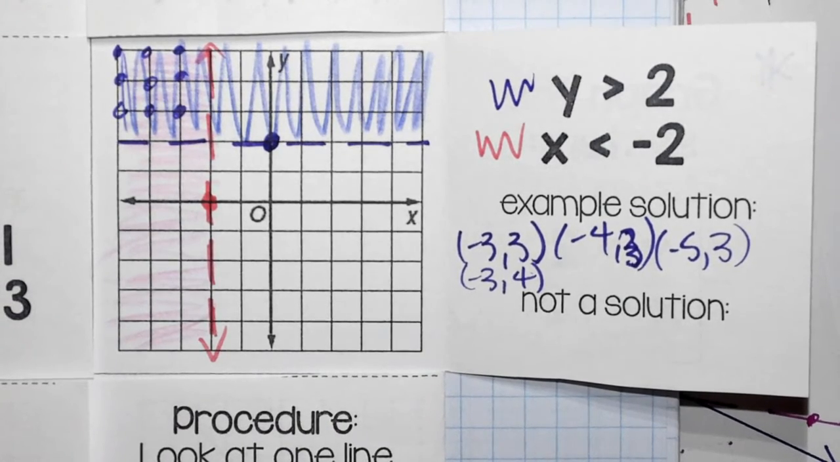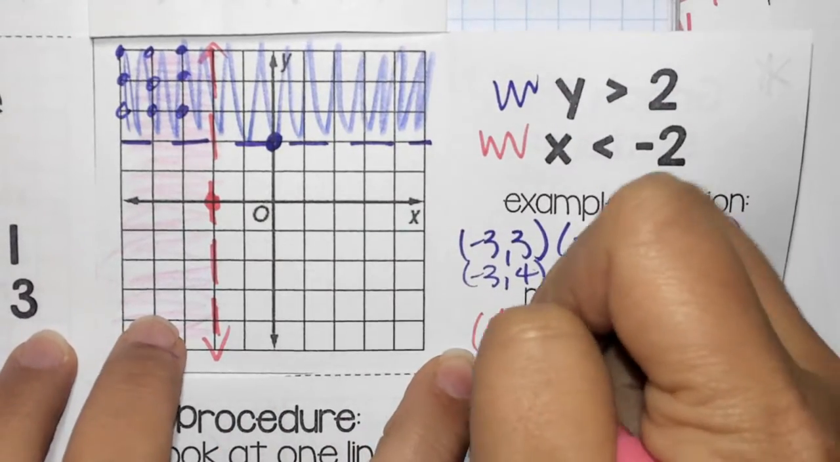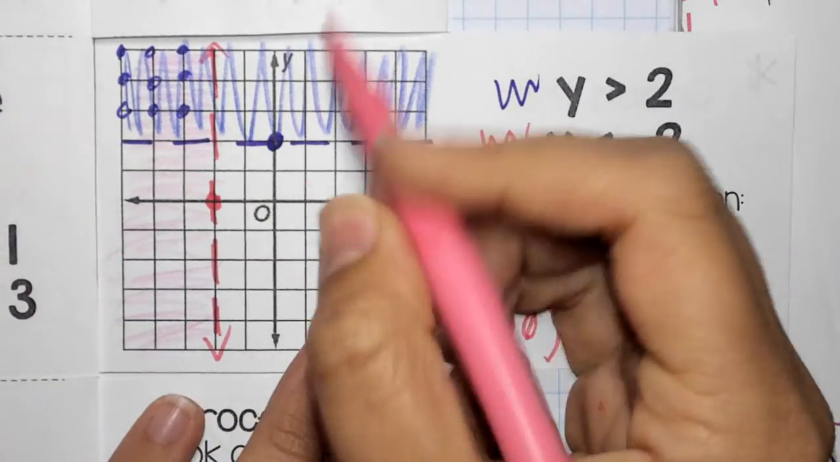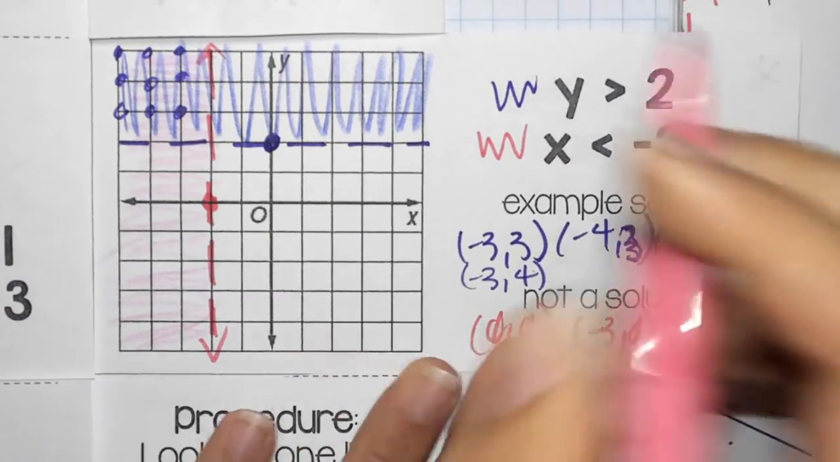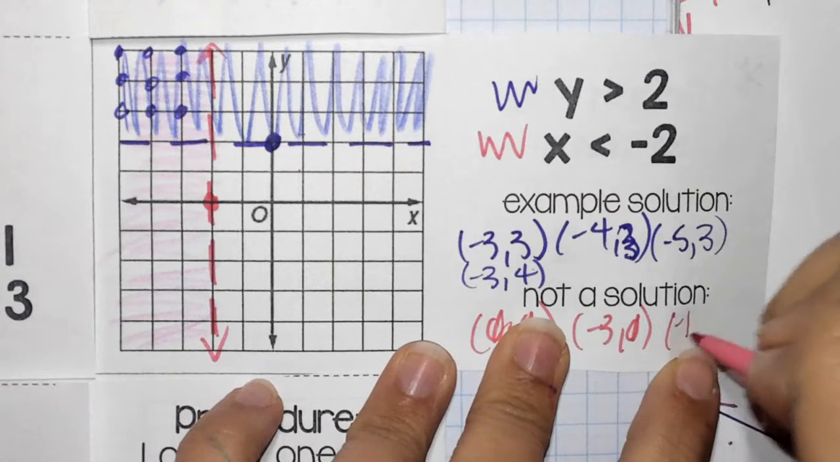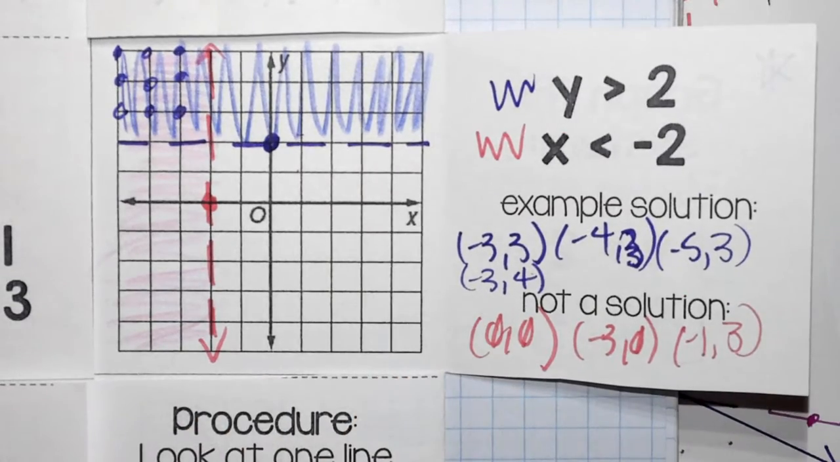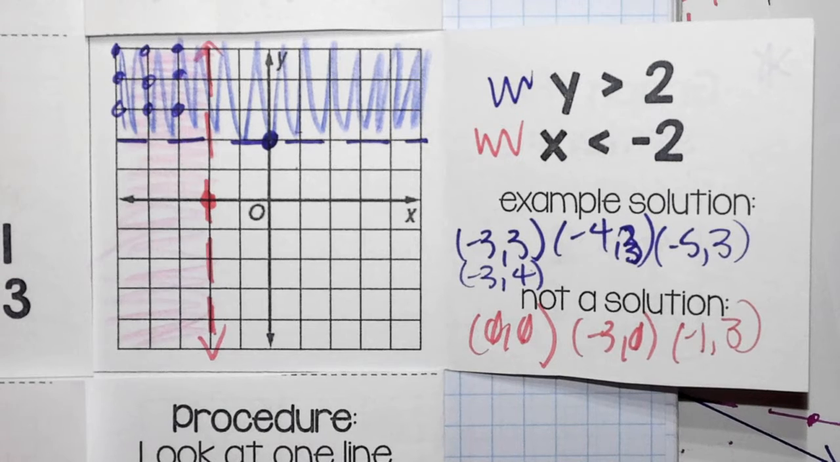Alright, so then not a solution would be where there's just one color or no colors. So 0, 0. Negative 3, 0. Or negative 1, 3. It could be any of those, right? Or it could be any of the other points out here. You don't have to just list those. It could be anything. Did anybody get that right? Good job. Give your team a point.